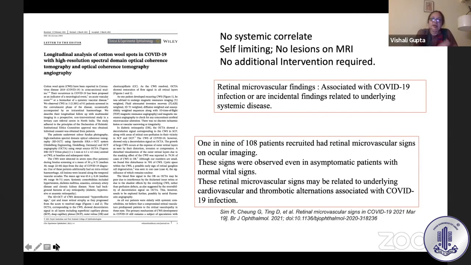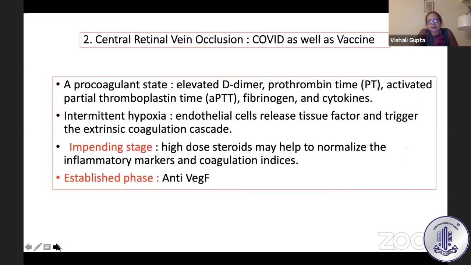So what we reported was that they disappear, and to corroborate our results, there is a recent study in AJO as well, where in Singapore they recruited patients and did OCT angiography for patients who had COVID and those who did not. They found that the microvascular signs are related exclusively to COVID. So it's safe to call it COVID microangiopathy.